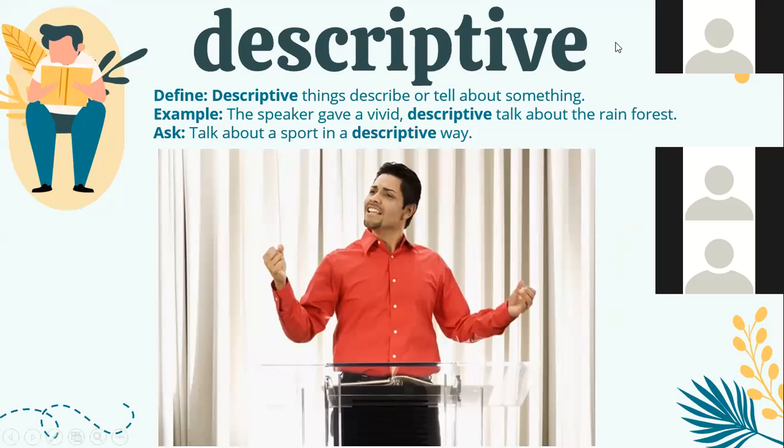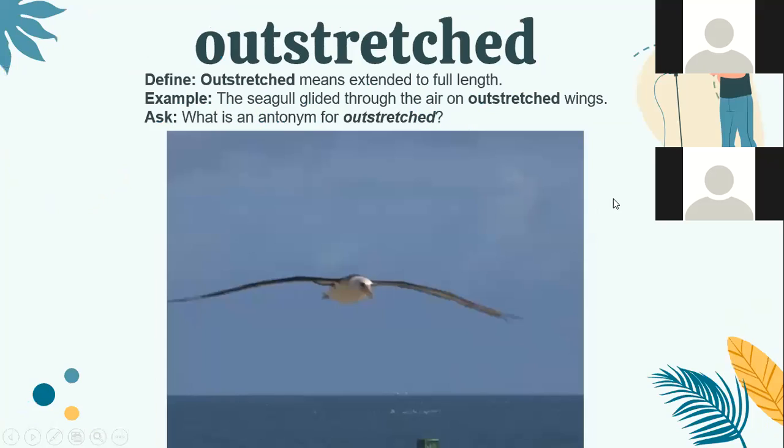Iltaf, read. Descriptive things describe or tell about something. So when you give descriptive things, then we are telling about something, or we are describing something. The speaker gave a vivid descriptive talk about the rainforest. So he wants to talk about the rainforest. So he gave a descriptive talk. He described everything.